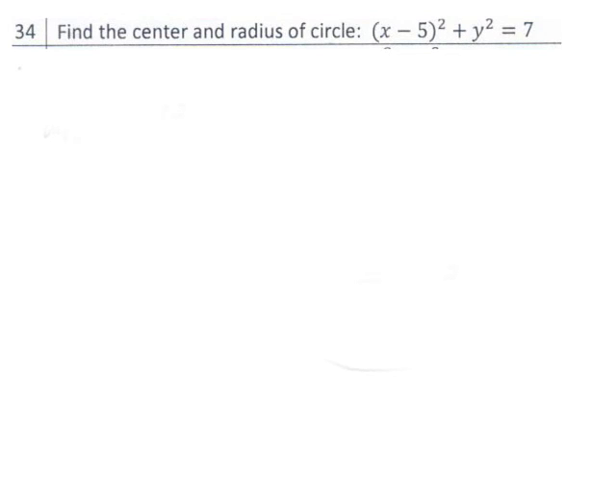Okay, here we have a circle in standard form. So it's easy to read off the center and radius. All right, so the center of this circle is 5. And here y squared is the same as y minus 0 squared, so that's 5 comma 0. And the radius is the square root of 7.